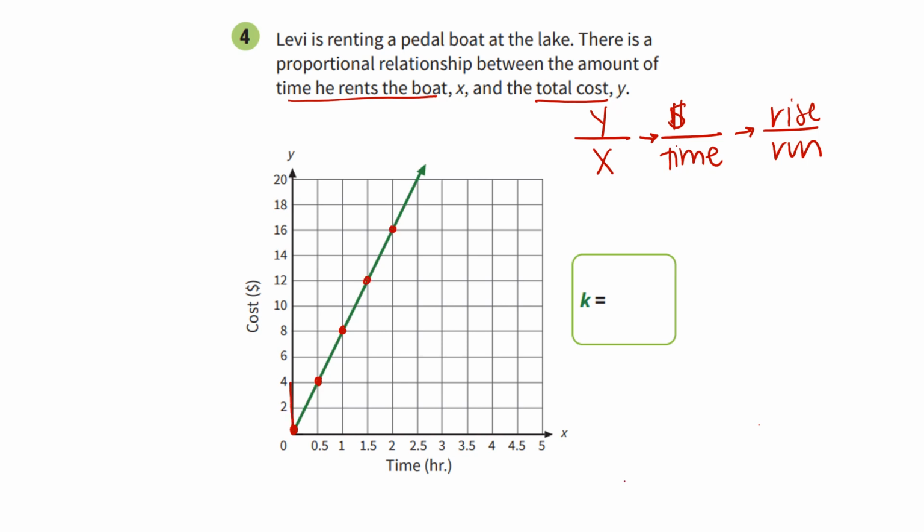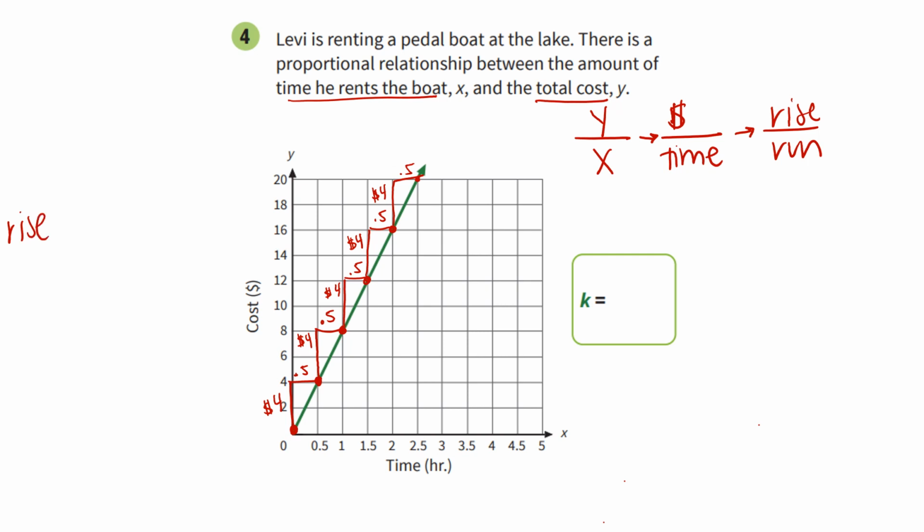0 to 4 is $4, and then we go over 0.5 hours. 4 to 8 is $4, and then we go over 0.5 hours. 8 to 12 is $4, and then we go over 0.5 hours. 12 to 16 is $4. We go over 0.5 hours. And our last one, 16 to 20, is $4. We go over 0.5 hours.